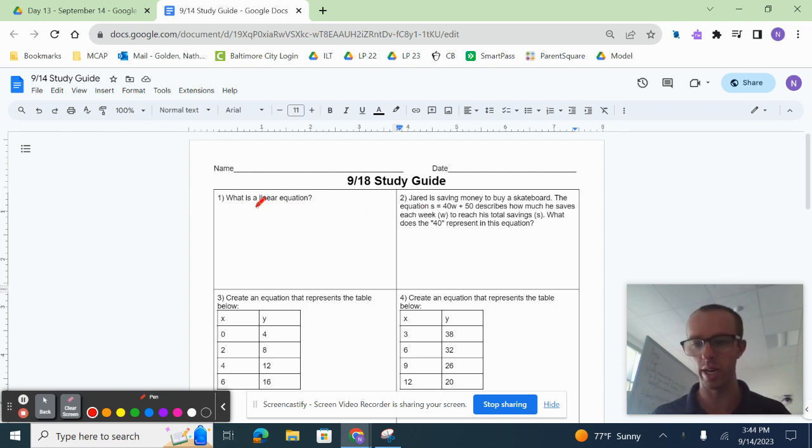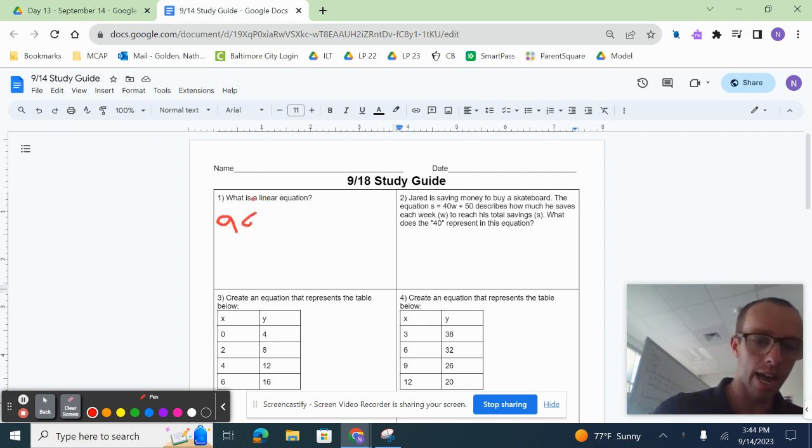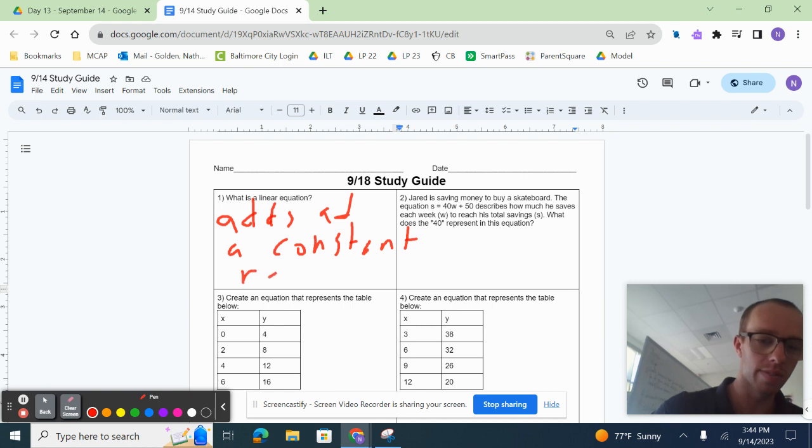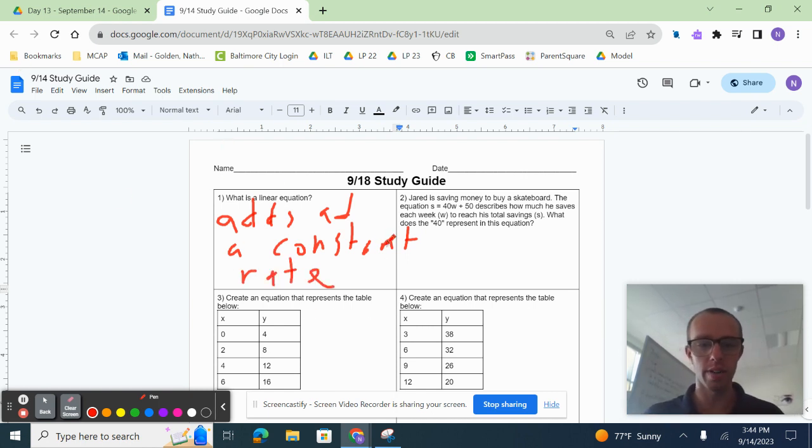First question: what is a linear equation? A linear equation is a type of function that adds at a constant rate. I'm not going to write that whole other part, but really, you need to know it adds at a constant rate. I need to see if I can start recording these on my iPad where I can write neater. Linear functions add at a constant rate. So they're changing by the same amount each time.